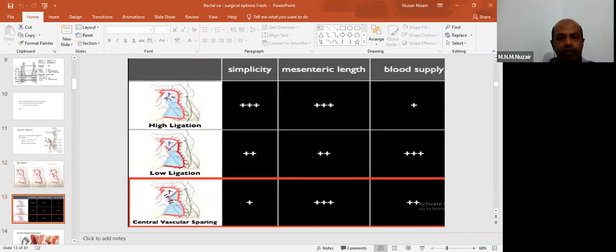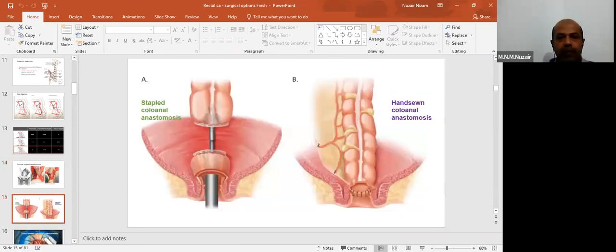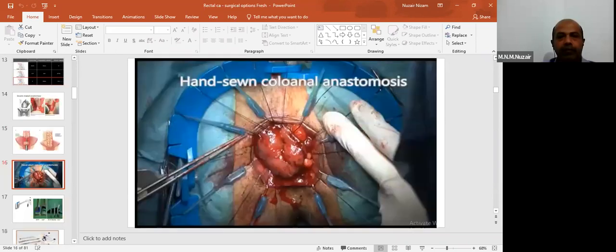So you all know this double staple anastomosis. Double staple means we put a transverse staple across the rectum and then do the anastomosis with the circular staple. And we can do the anastomosis either with staples or by hand.